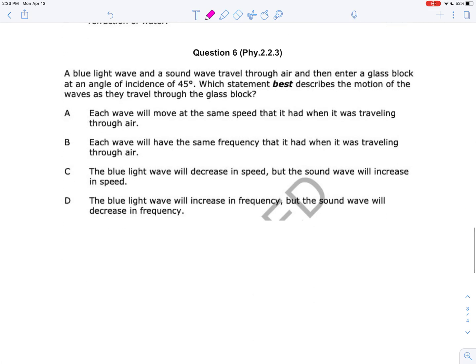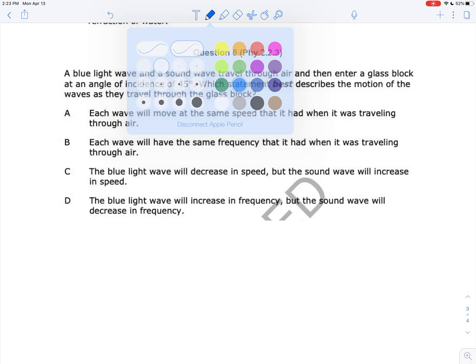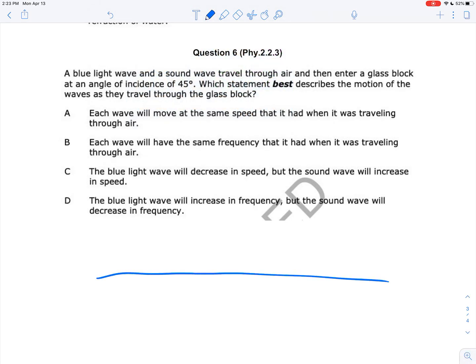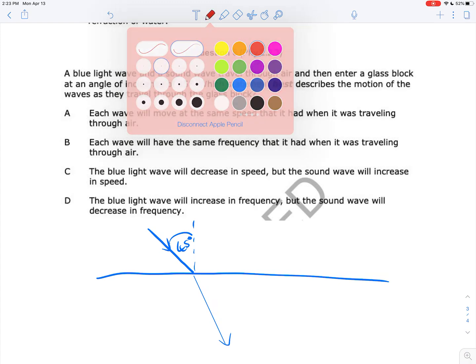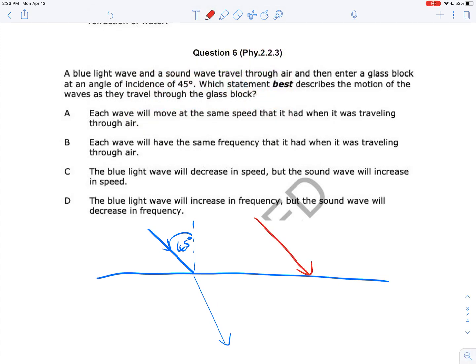Number 6. Blue light. Let's change the color for this one. Blue light and a sound wave travel through the air and they enter a glass block at an angle of 45 degrees. So let's say there's our 45 degrees. There's our blue light. Our blue light is going to bend when it goes into the glass. And sound's also going to bend. It's going to change direction when it enters the new medium. The sound is actually going to do this, but we don't need to worry about that.